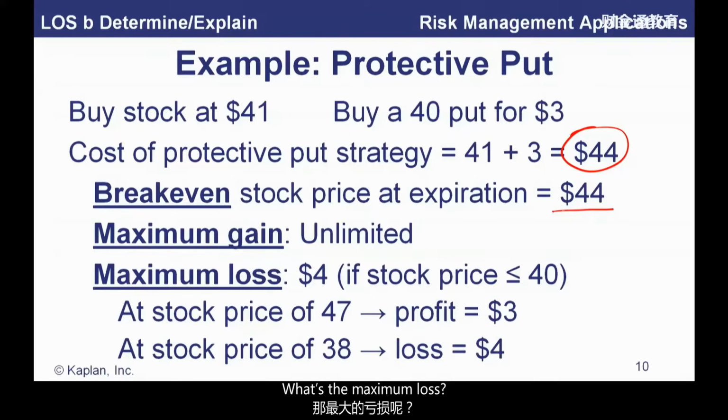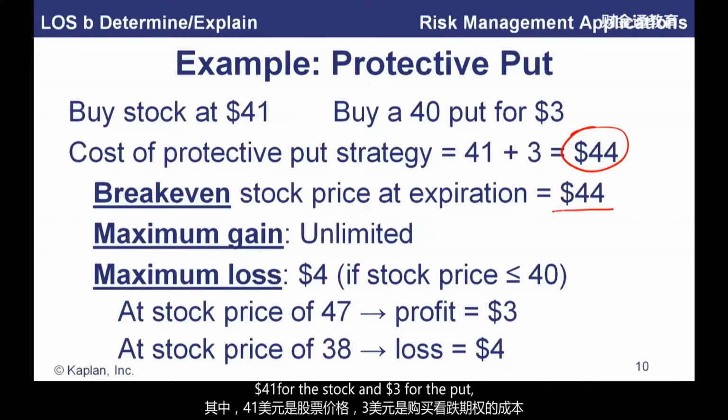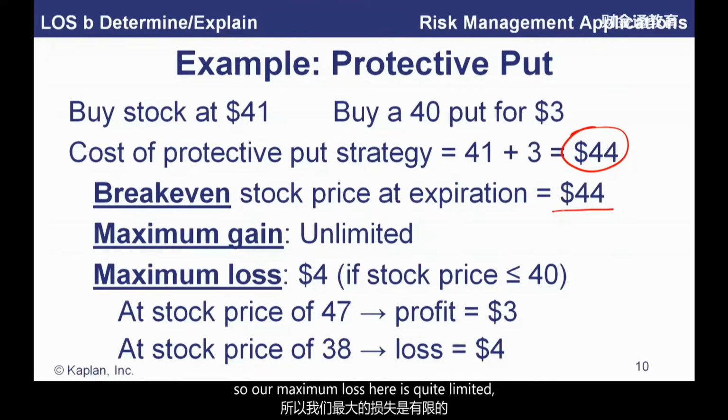What's the maximum loss? Well, remember we said the least you can get for your stock is $40 because you have the put. You have the right to sell it at 40. If the stock goes to 2, you sell it at 40. If the stock's at 38, you sell it at 40. If it's at 0, you sell it at 40. So what's our maximum loss? Well, the least we're going to get is 40, and we're in this at 44, 41 for the stock and 3 for the put. So our maximum loss here is quite limited.